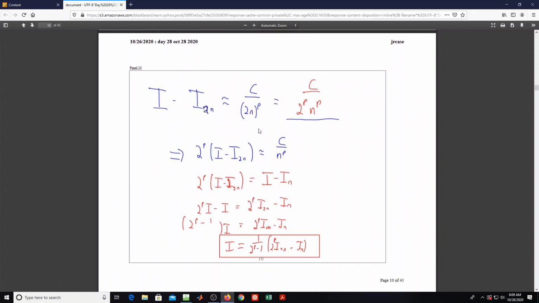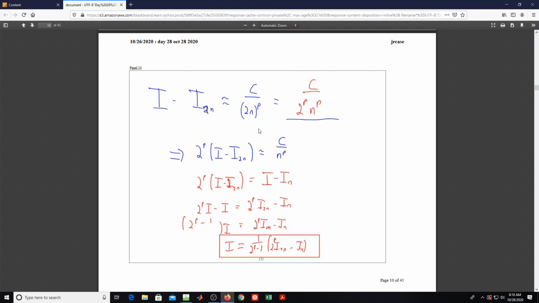All right, let's see why that works, putting those two things together. One is that if you have I minus I at double the subintervals, this is about equal to C over 2n to the p, and that's equal to C to the p over np. This is how we pick out our weighted average.